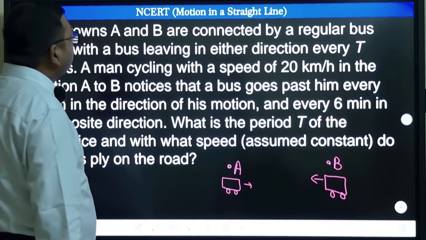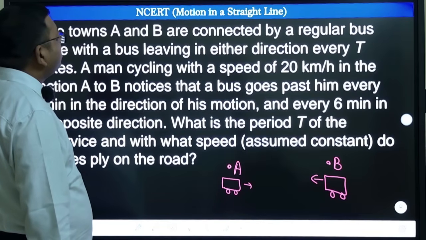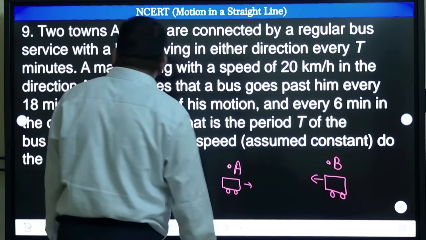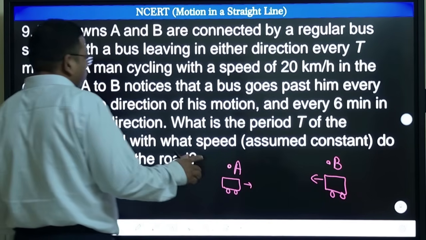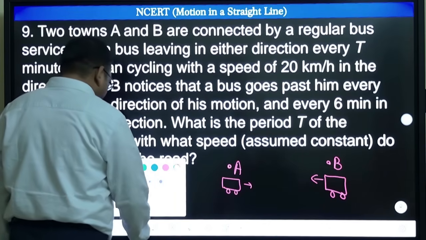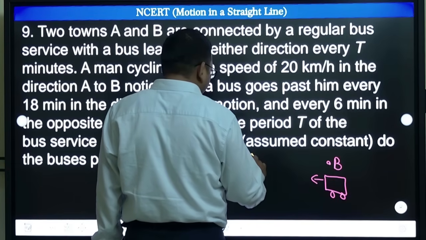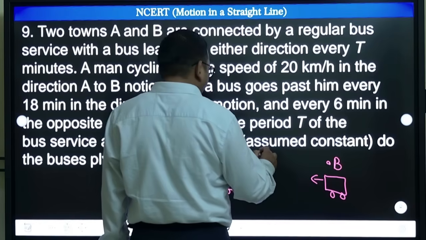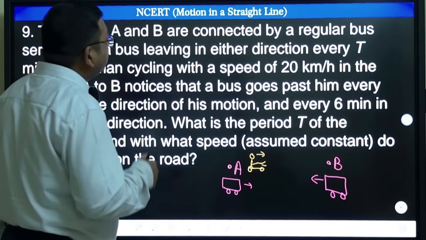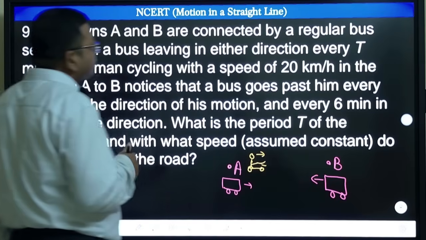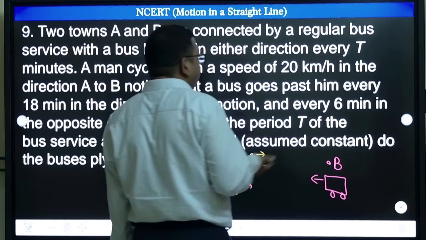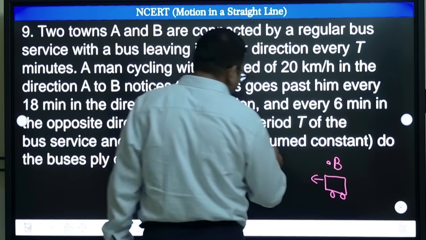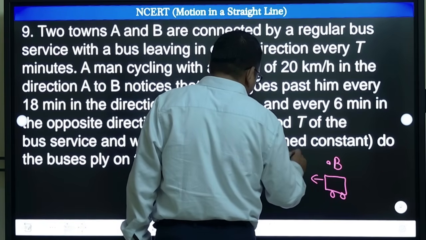Every T minutes. Okay. And they are saying that a man cycling with a speed of 20 km per hour in the direction of A to B notices a bus going past him every 18 minutes in the direction of his motion. So suppose that there is a person who is bicycling. So the person is going by bicycle like that. He is going with some speed, they have given 20 kilometer per hour. We can convert into per minutes also if you want, because here it is minutes. We'll convert it afterwards. First let us write 20 kilometer per hour.